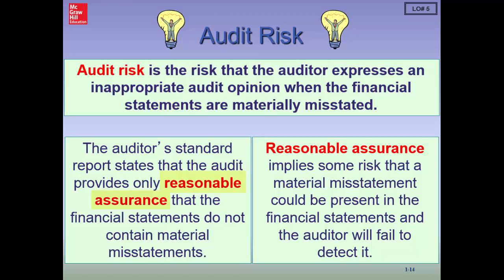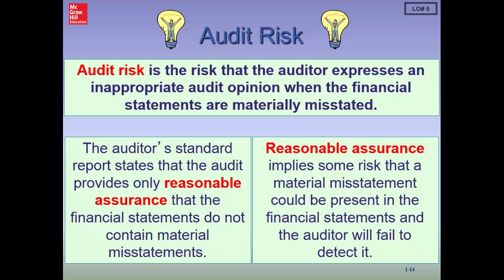Reasonable assurance implies that some risk of a material misstatement could be present in the financial statements, and the auditor will fail to detect this. One of the interesting concepts related to audit risk is understanding that auditing is a for-profit business. And what we mean by this is the auditor doesn't have unlimited time, doesn't have unlimited resources to complete the audit. So the auditor is looking at imperfect information.